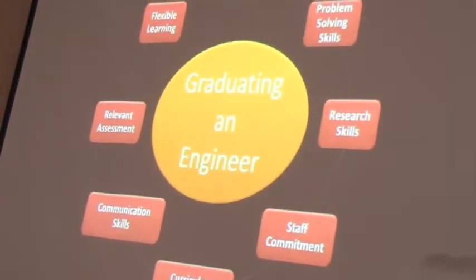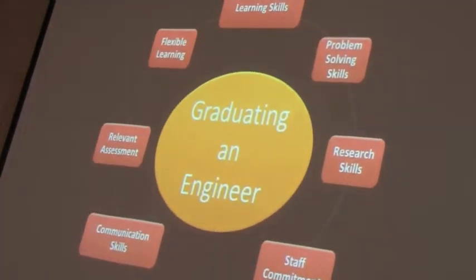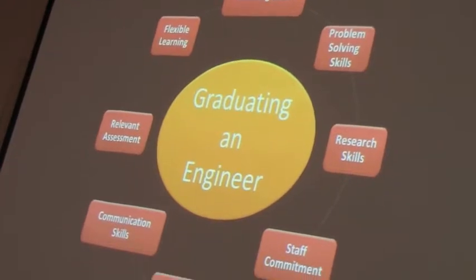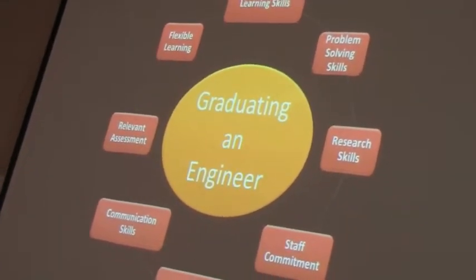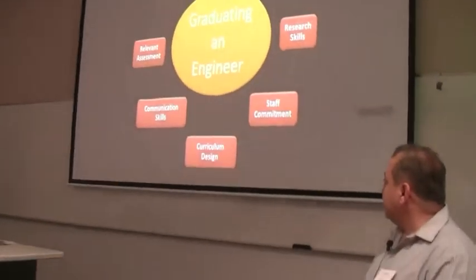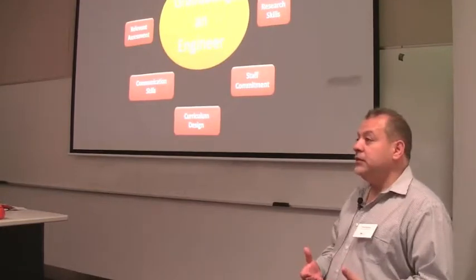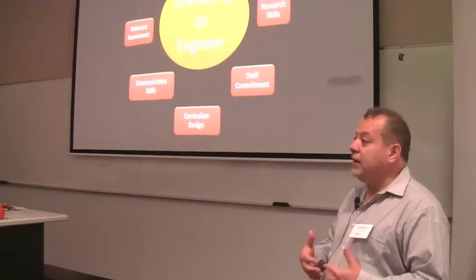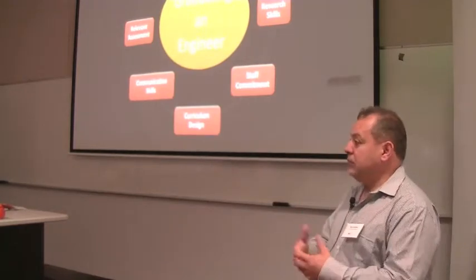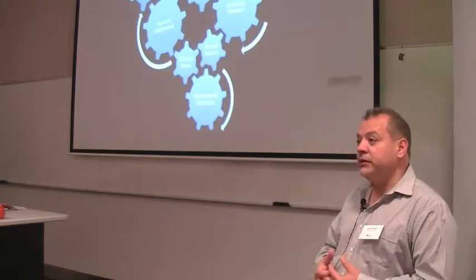If we're trying to graduate quality engineers, we need to deliver a number of attributes to build them. Some of these are problem solving, research skills, staff commitment, and curriculum design, how we build our curriculum. They also include how we develop their communication skills, how we make the assessment relevant to their later work environment, and how we help them develop flexible learning.